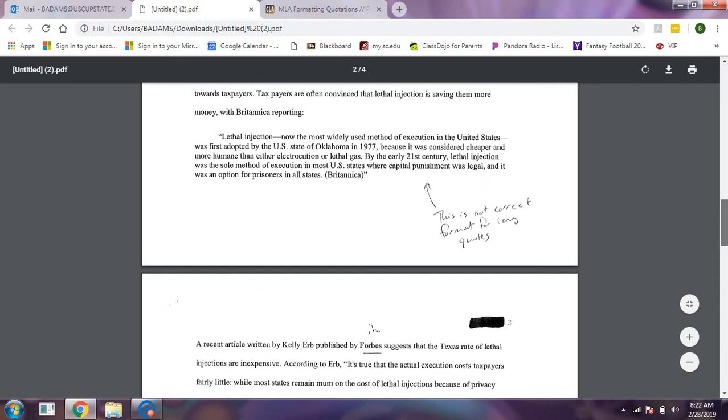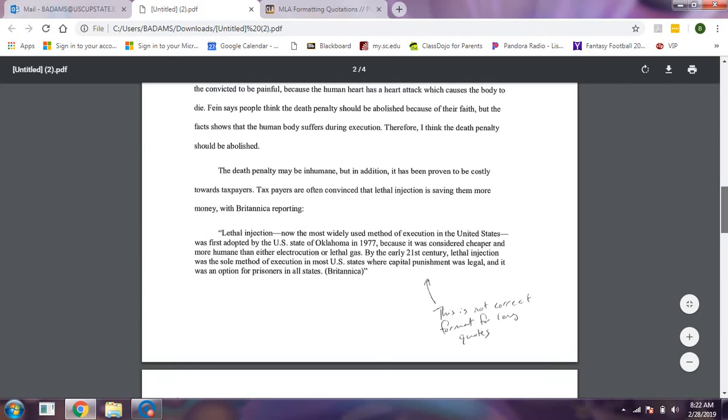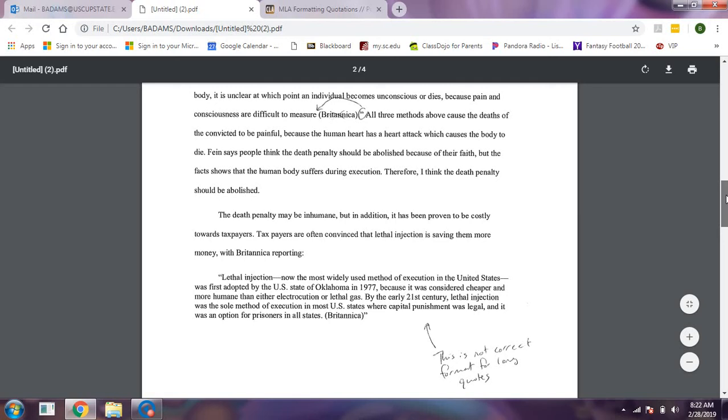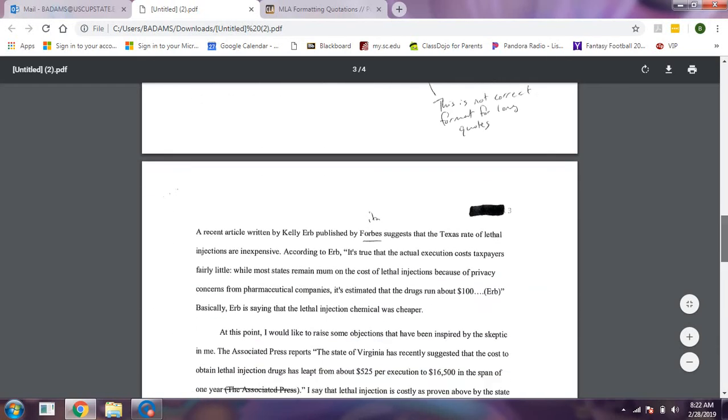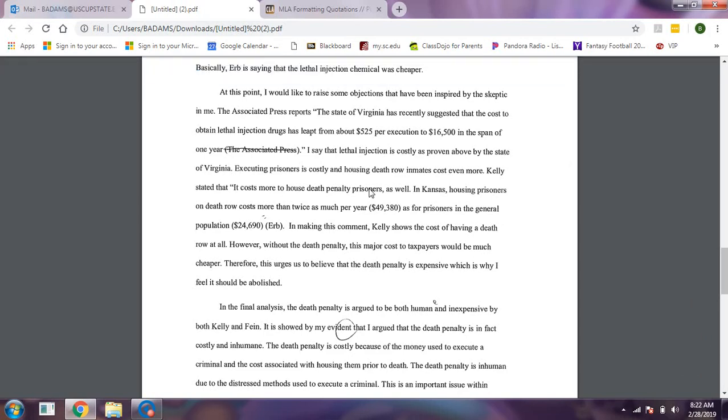Now, two problems with this paragraph. I don't know exactly what part of Fine's argument he is responding to. I don't see a quote or anything from Fine where he is saying the death penalty is cheaper and thus a good idea. That would be the justification for all of this paragraph where he is saying, no, in fact, it's not cheaper, it is more expensive. We want the things that we're saying to be serving as refutations and responses to the things that the author said. I don't see exactly what he's refuting here.